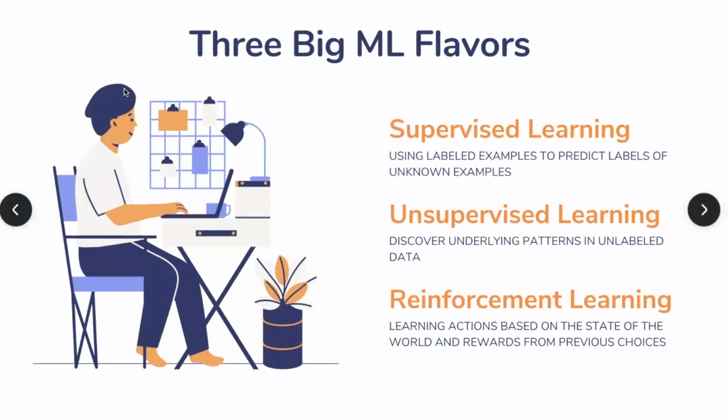All right, so largely speaking, there are three big flavors of machine learning. These are important concepts that you will run into when you go into machine learning. The first one is supervised learning. It's exactly what it sounds like, right? We're going to be supervising our machine as we help it learn through its inputs. Supervised learning is essentially using labeled examples to predict labels of unknown examples.